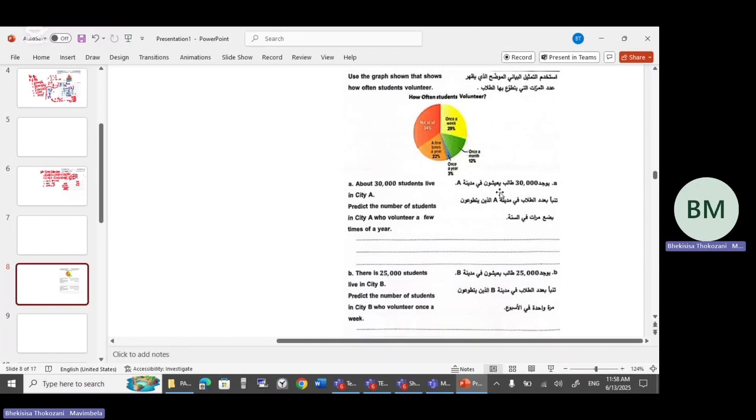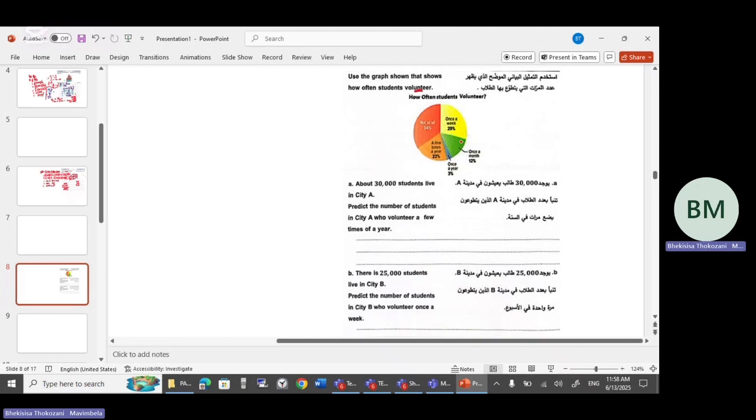We're just taking a breather, and now we want to continue where we left off. So this question says, use the graph shown that shows how often students volunteer. All right.